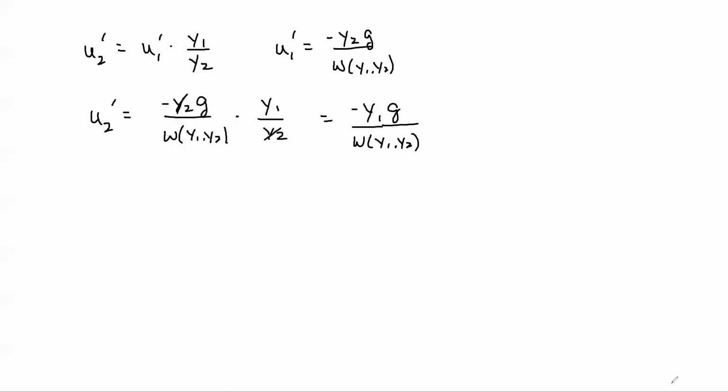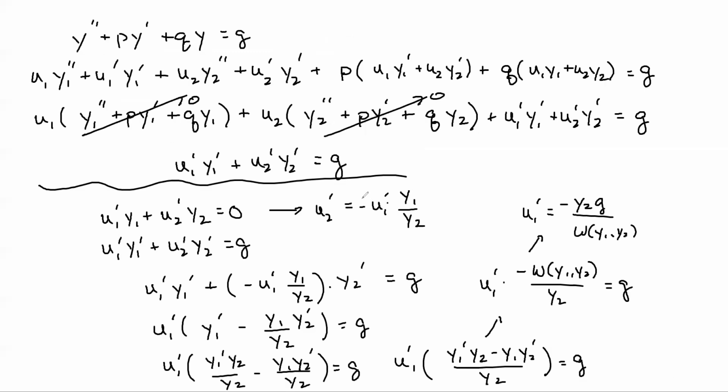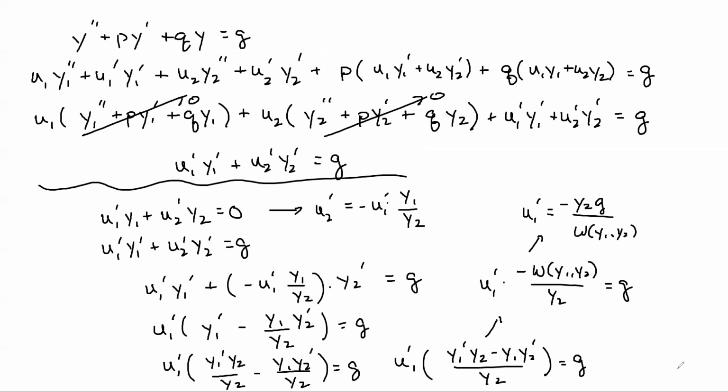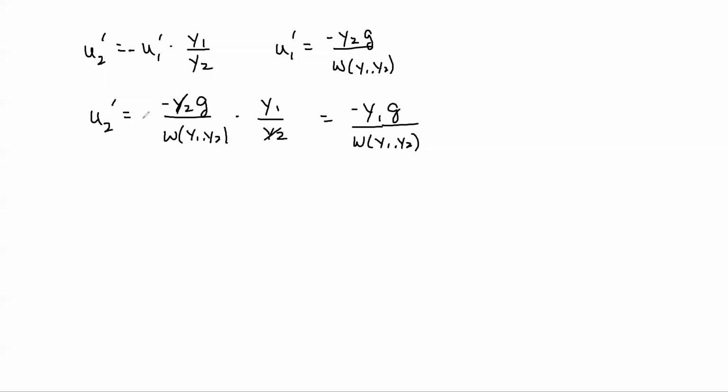Let me check, is there something that's missing? And there's a negative sign. It's negative u1 prime y1 over y2. That's a pesky negative. So you've got a negative sign here, and the negatives end up canceling.